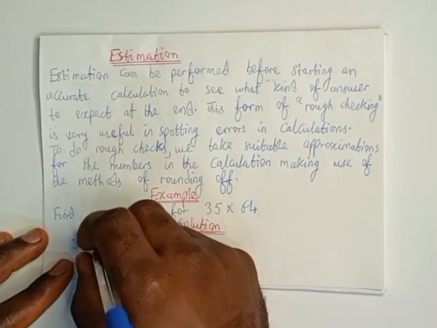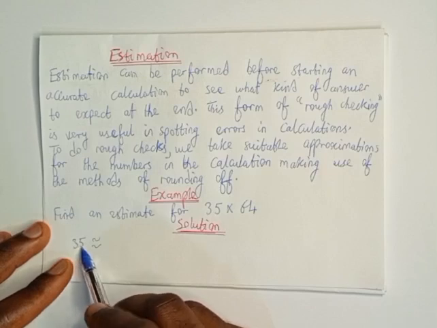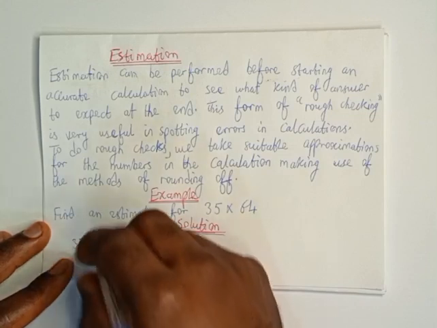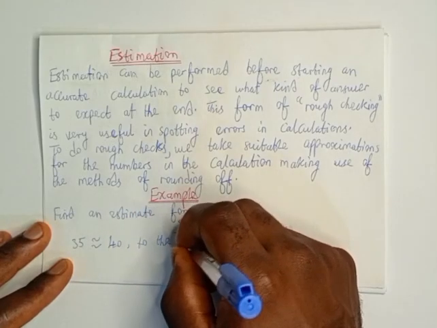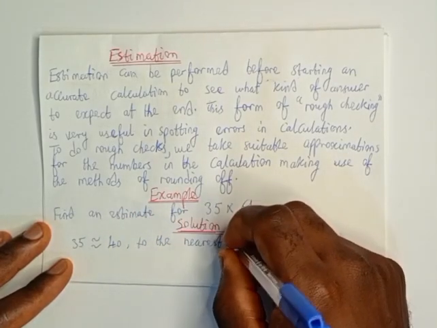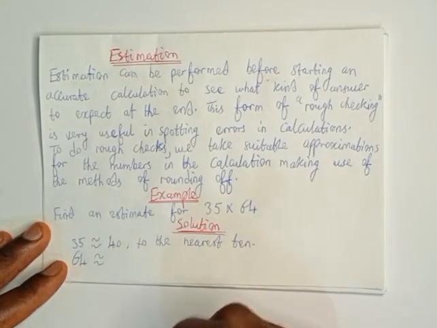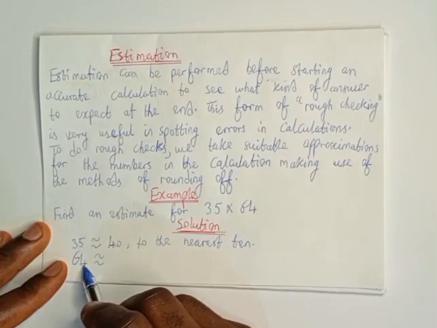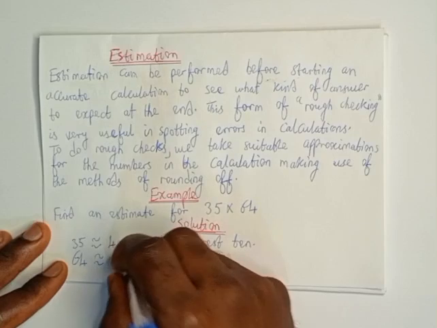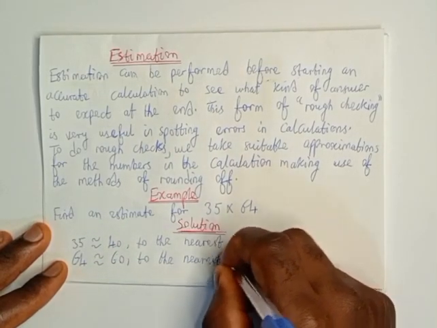35 to the nearest 10 is approximately, we are going to round up between 3 and 5. 5 is greater than or equal to 5. It is rounded up to 1. We are going to add the 1 to 3. It gives us 40 to the nearest 10. 64 to the nearest 10 is approximately, we're going to round off between 6 and 4. 4 is less than 5, it is rounded down to 0. Gives us 60 to the nearest 10.